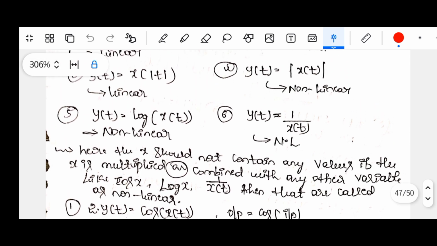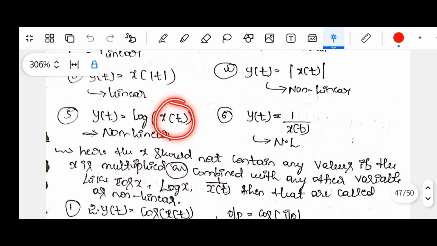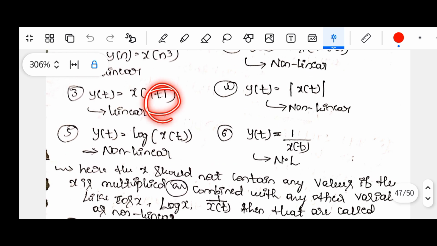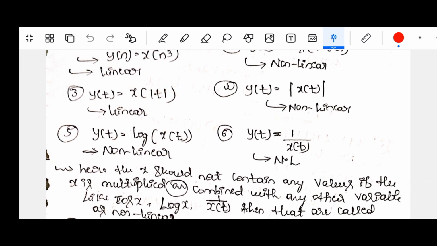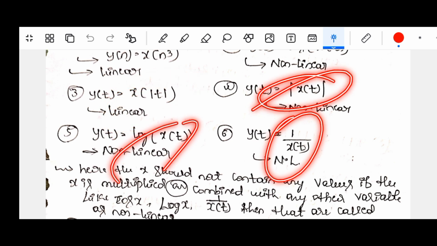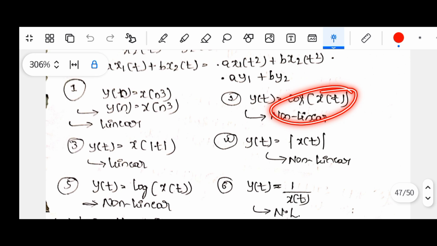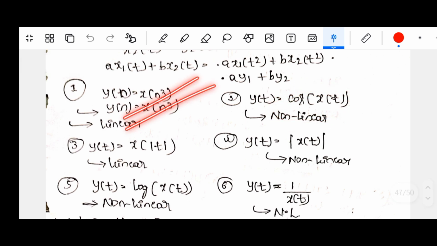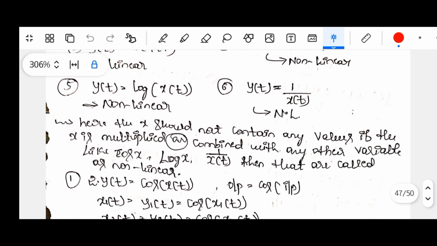For a linear system, x should not be multiplied with any other variables like cos x, log x, or x of t. These types of systems are called linear. This is non-linear, this is non-linear, this is non-linear, this is also non-linear. This one is linear, as it is not multiplied with any other variables.